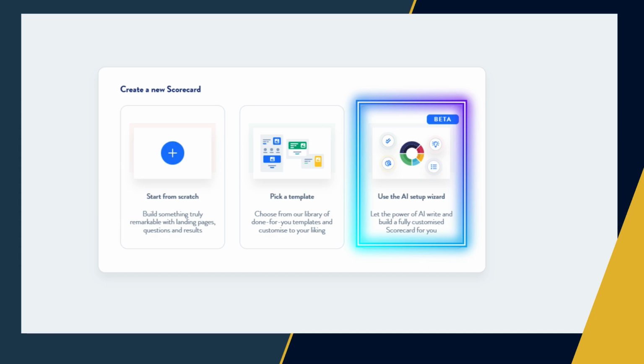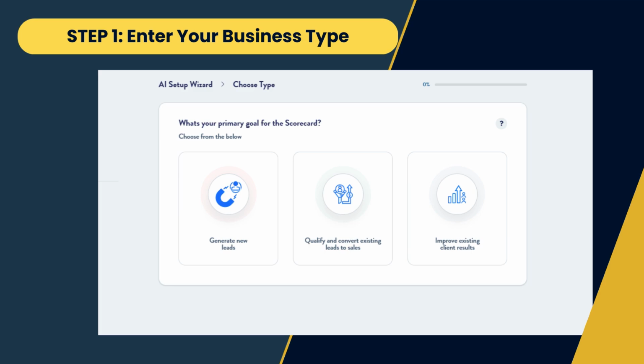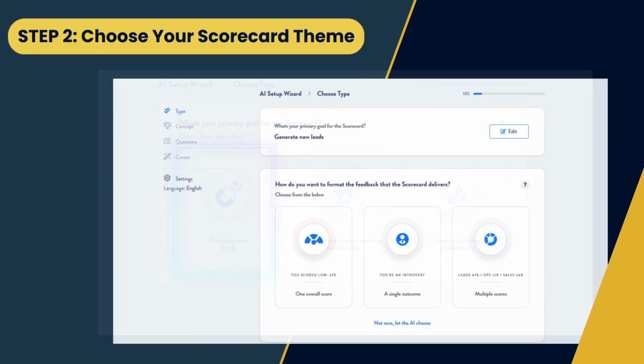Using AI setup. ScoreApp's AI setup wizard simplifies the process by automatically generating a scorecard based on your business needs. Here's how it works. Step 1. Enter your business type. Start by describing your business and the goal of your scorecard. Click Generate New Lead. Step 2. Choose your scorecard theme. The AI will suggest a relevant theme and scoring system based on your industry and objectives.